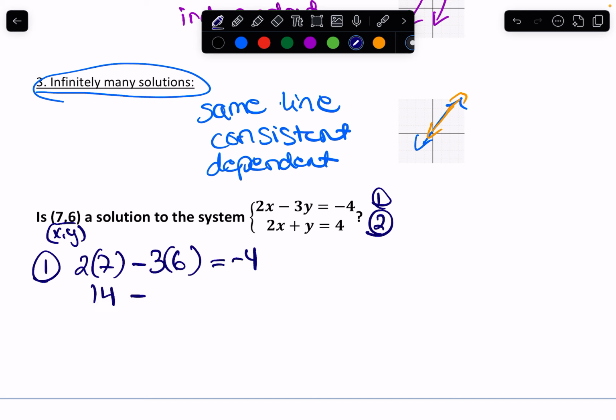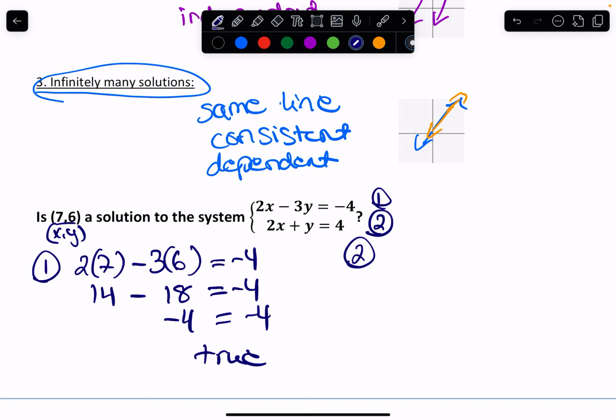So 14 minus 18 equals -4. Yes, -4 on the left and -4 on the right. This is true. Okay, we can't just rely on one. We need to try the other one as well.